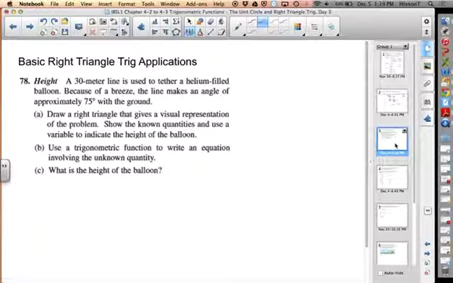Even if you don't know what tethering is and helium is, if you don't recognize those words, you still see the word ground, and you see that there's a line that's making a 75-degree angle with the ground, and you know that that line is 30 meters long. Okay? Now, what does the word tether mean?